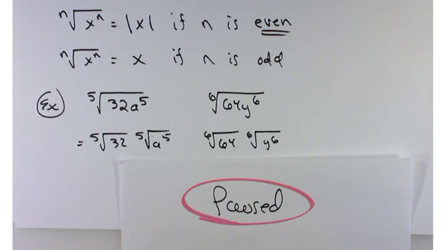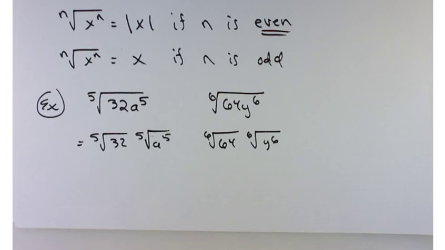Okay, so turn to a neighbor and see if you agree. See if you agree how these simplify and whether or not you need to use an absolute value on one, the other, or both. But turn to a neighbor, make a friend.